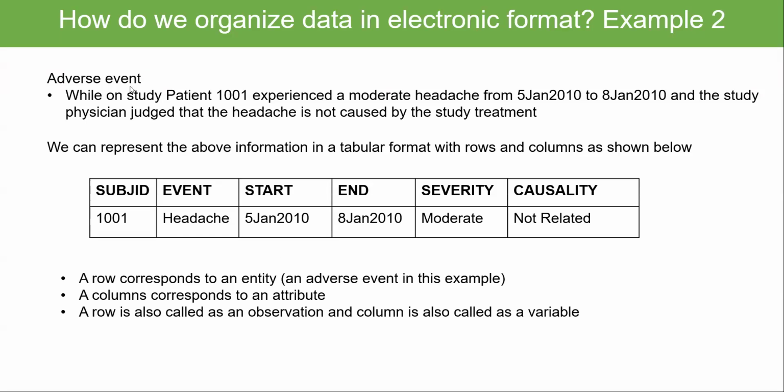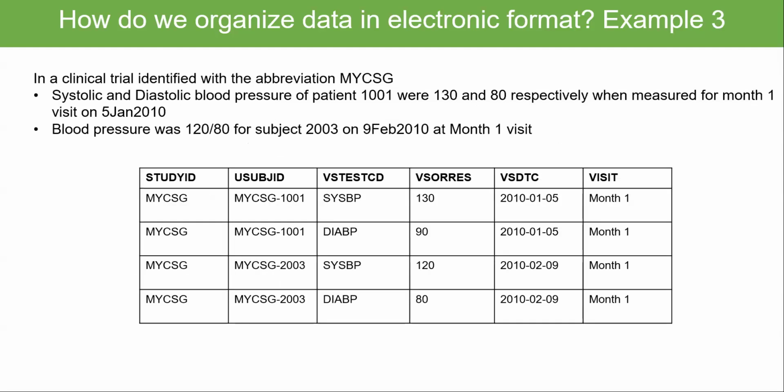So here in this case, the entire textual description provided here is converted into a tabular format in terms of subject ID, event experience, the start date, end date, and the severity of that event, and the causality or the relationship to your study treatment being stored in its own column or variable. So we'll see another example on how we organize the collected data into tabular format.